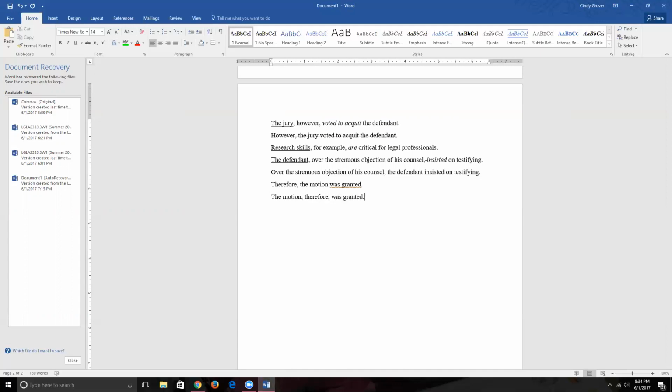And again, we have all the things we need. We have our subject, and we have our verb, which, by the way, is in passive tense. Was is a to-be verb. Granted is a past participle. Motion isn't granting. Some judge somewhere is granting the motion, so motion is being acted upon. And again, we could add by a blue monkey. The motion was granted by a blue monkey.